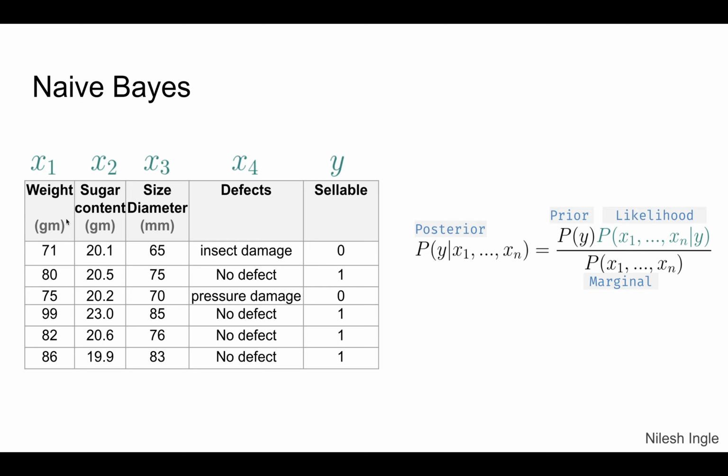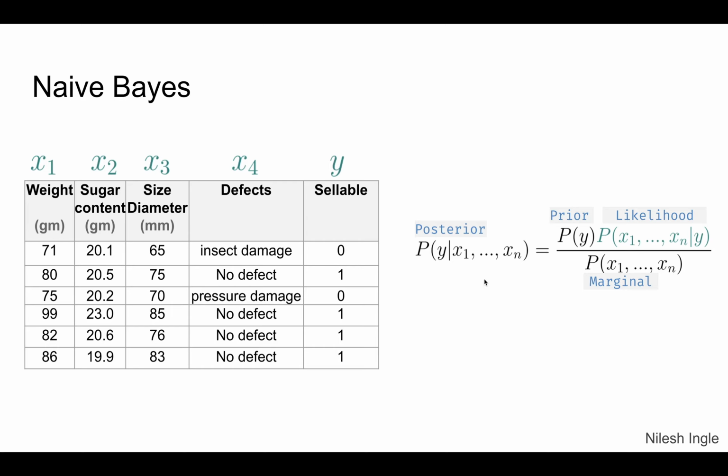Let's look at an example which we have shown in the table on the left. We have these features: weight, maybe this could be any fruit, say apple, then sugar content, size, diameter, and the defect, is it insect damage or no defect or pressure damage, and then is that particular apple sellable, 1 if it is sold and 0 if it is not sold.